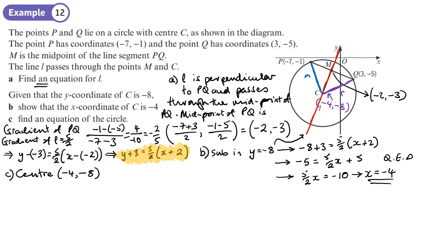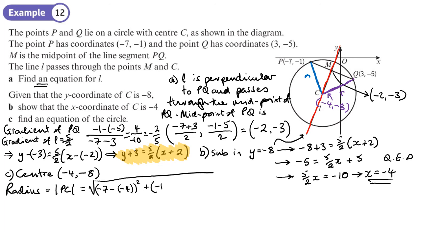So I'm going to use the point P. Radius equals the length between P and C, so that can be written like this. These two little bars either side basically mean the length of, and the way we're going to do that is we are going to do Pythagoras on those two. So we need to find the difference between the x coordinates. So that's -7 minus -4 and square it, plus the difference between the y coordinates, that's going to be -1 minus -8, and square that and see what we get.